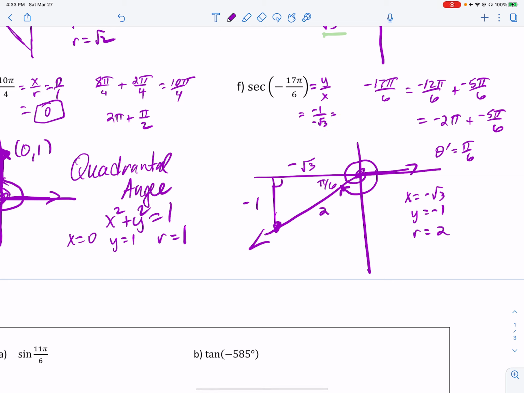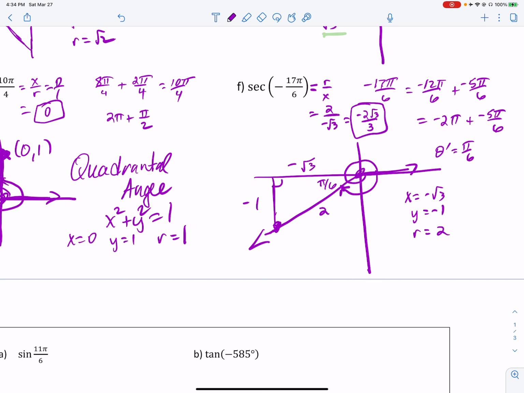Excuse me, I have to go back up. I did x over y. That's terrible. So sorry. I don't know what I was thinking. Okay, so I said secant is the reciprocal of cosine, which is your hypotenuse over your adjacent, which is your r over your x. And so my radius is 2, and my x value is a negative root 3. And then you're going to need to rationalize by multiplying by root 3 over root 3, and you're going to get a negative 2 root 3 over 3. That's better.